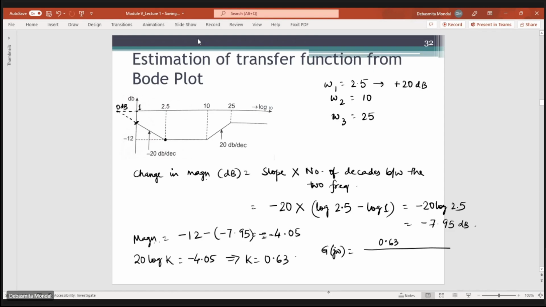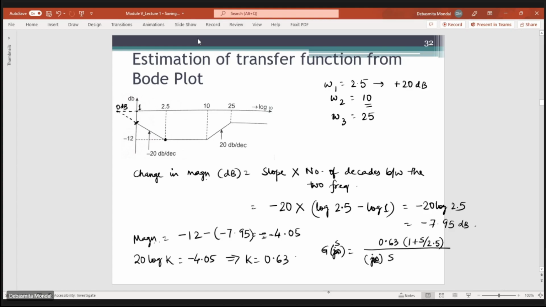Then this curve will obviously signify that there is a pole at 0, so you have j omega in the denominator. Then here it signifies that you have a zero at omega equals 2.5. So that means you will have 1 plus, let me write it in terms of s, you have a pole at this point, so this is s, or a zero at this point, so s by 2.5. Okay.